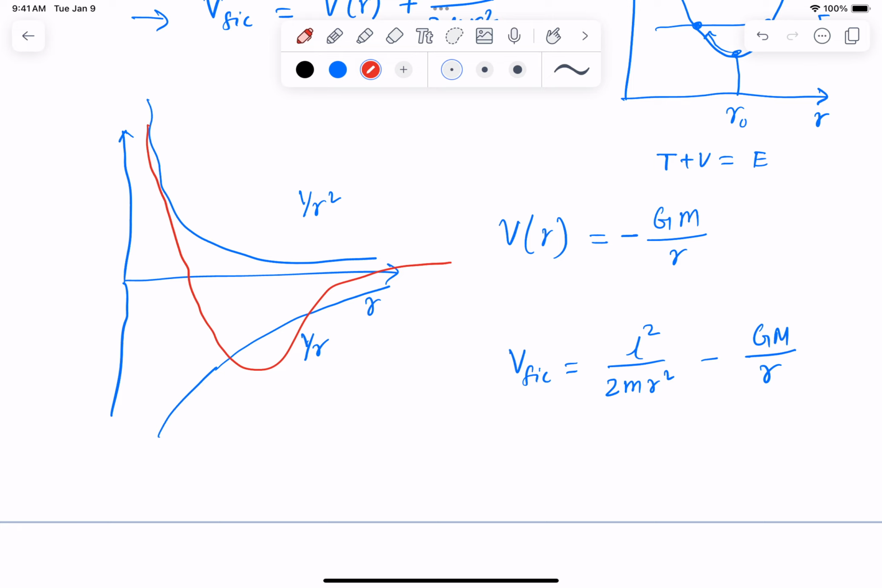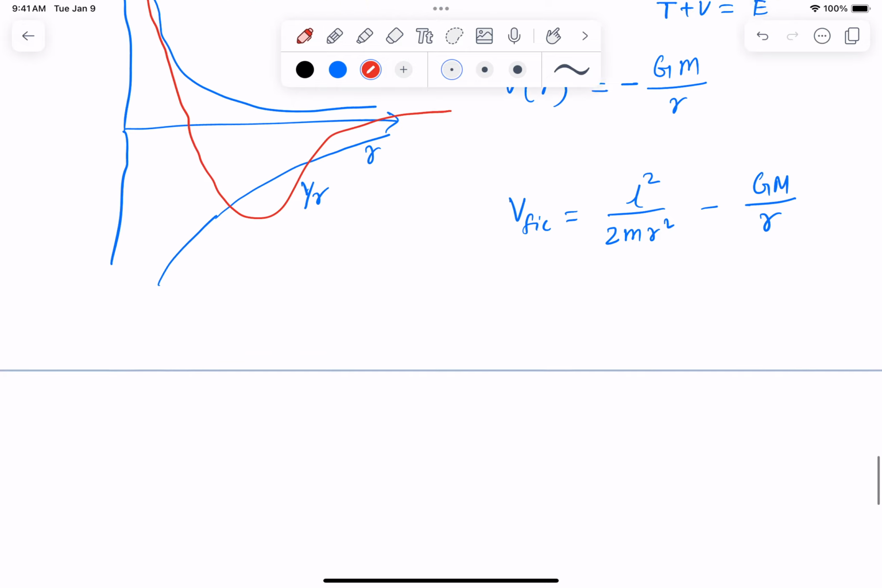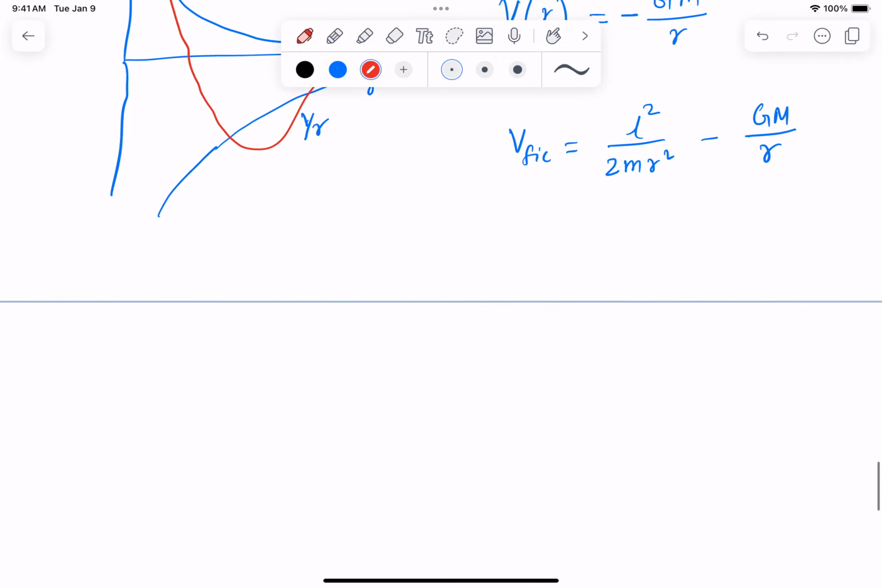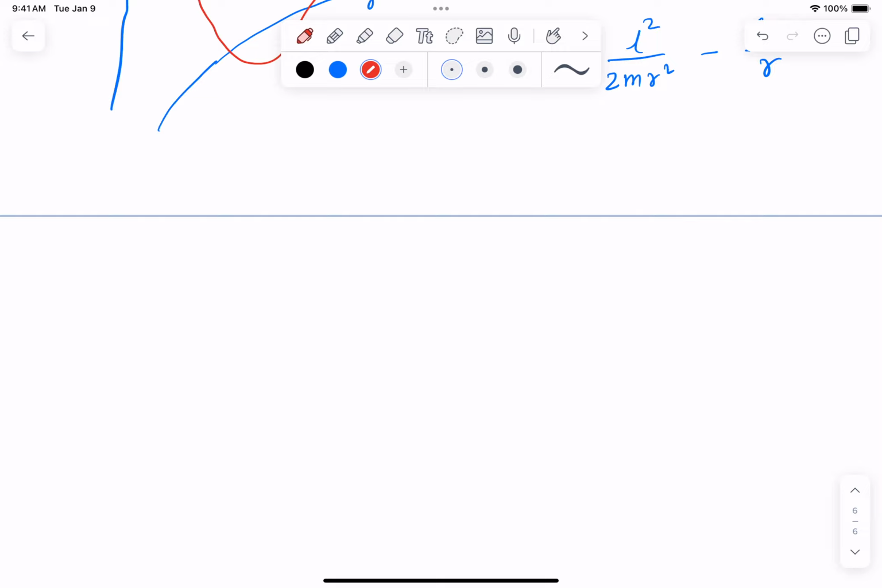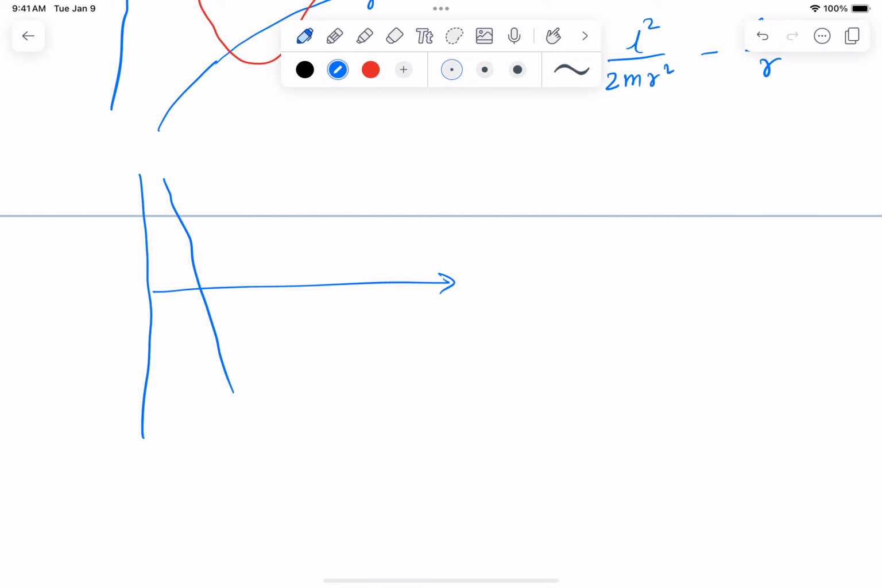So that's how the potential looks like, and we want to study how the motion of the object would be under such kind of a potential. So let me redraw this potential. This potential is something like this. Okay, that's the type of potential we have.